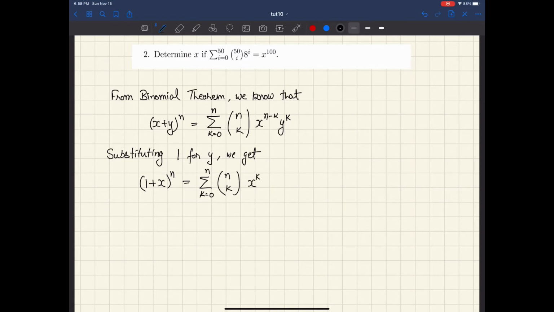Now one thing to note here is that above we had x to the power n minus k. Now I've written x to the power k. The reason is that the coefficient of x to the power k is equal to the coefficient of x to the power n minus k, and we've established that earlier. This can also be verified through Pascal's triangle or just by solving the formula for combinations.